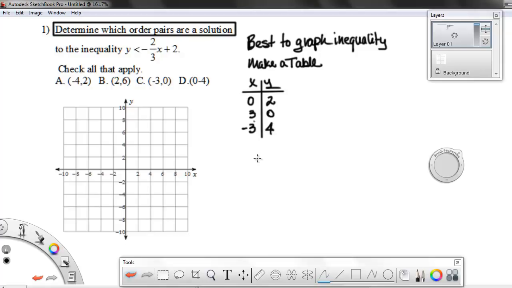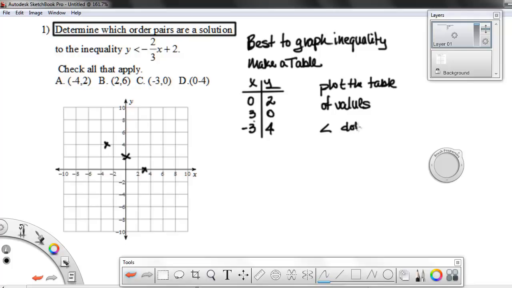Now what we want to do is plot those values on our graph. So plot the table. Be careful that you plot your values correctly so you get the right line. For 0 and 2, I have 3 on the x, 0 on the y, so I go 3 on the x and stay at 0 on the y. Negative 3, I'll go over negative 3 and then up 4.